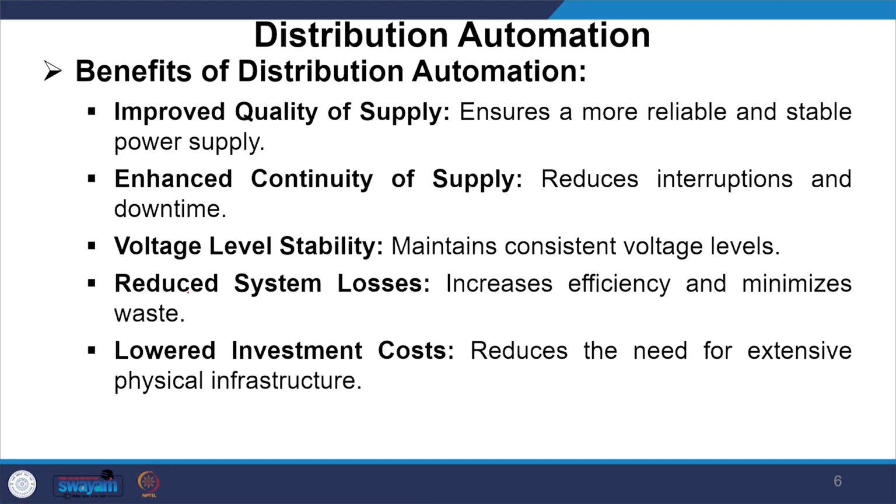Now, what are the benefits of having distribution automation? It ensures a more reliable and stable power supply, reduces interruptions and downtimes, maintains consistent voltage levels, increases efficiency and minimizes waste, that is system loss reduction, and reduces the need for extensive physical infrastructure.